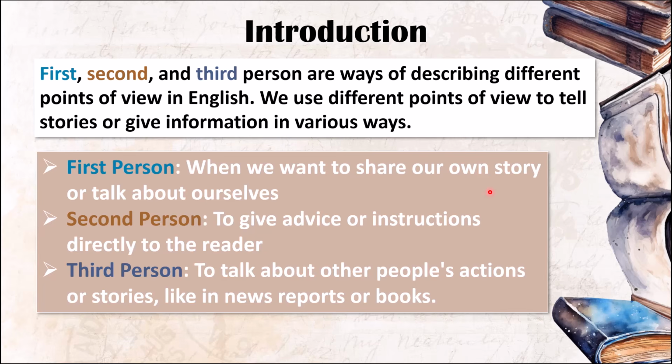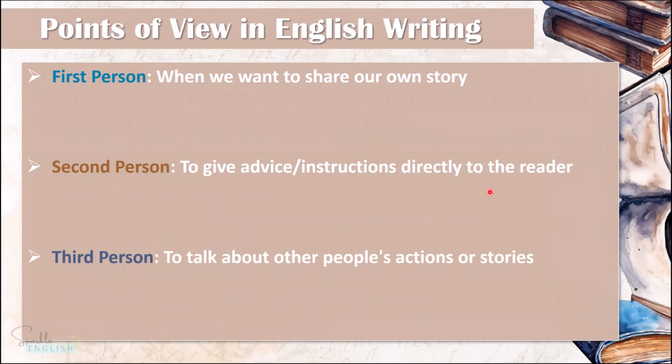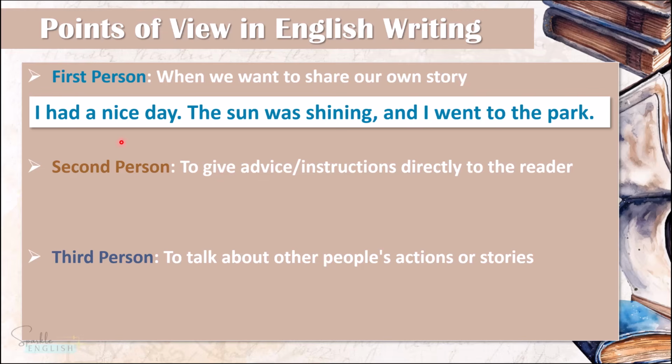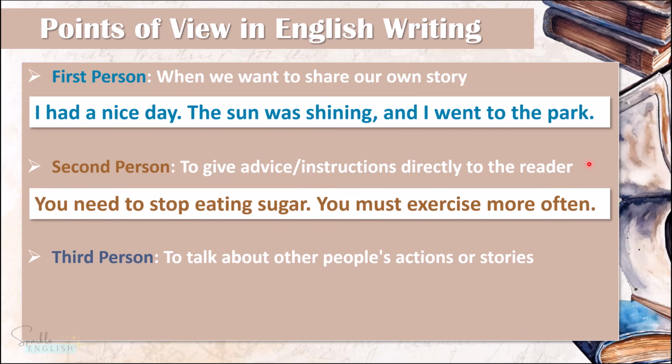So an example of writing in the first person would be, "I had a nice day. The sun was shining and I went to the park." We know we're using the first person perspective because of the pronoun I. I'm talking about my day and what I did. I'm sharing my story.